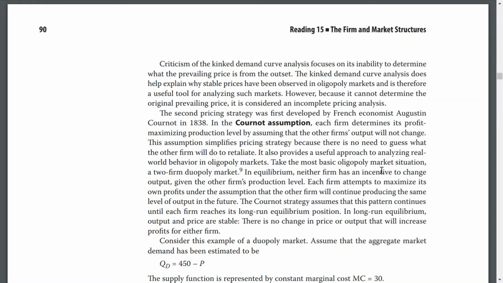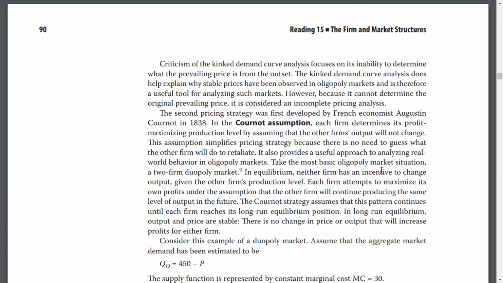The Cournot strategy assumes that the pattern continues until each firm reaches its long-run equilibrium position. The long-run equilibrium output and prices are stable. There is no change in the price or output, which increases profit for either firm.